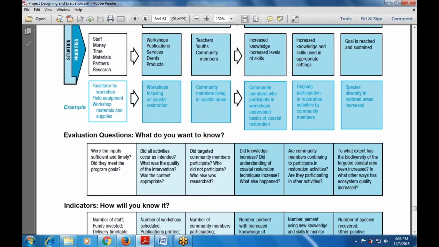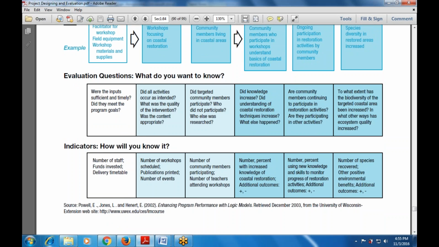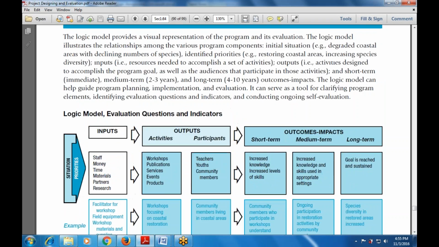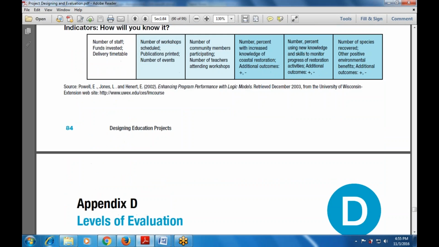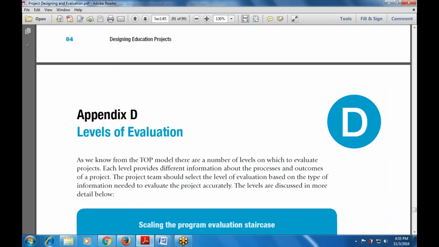Then the evaluation question: what do you want to know, and where will the data be stored. Then indicators: how will you know it, how will you judge the data. These are the various questions and answers that will be used in the logic model as evaluation questions and indicators, right? So that's all for today's session.